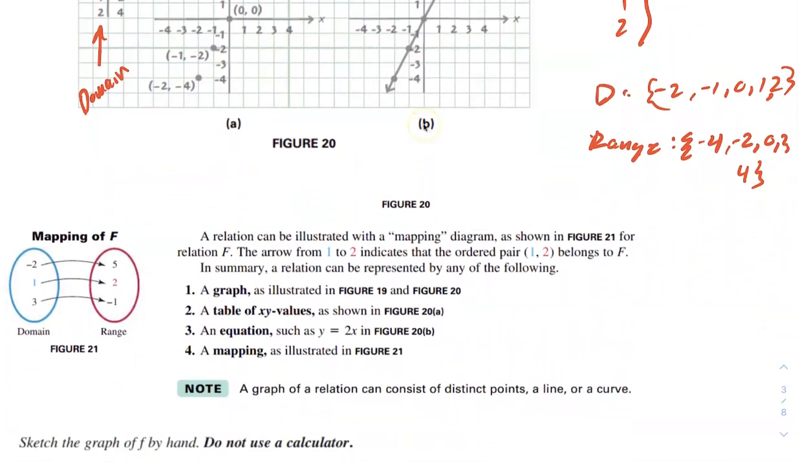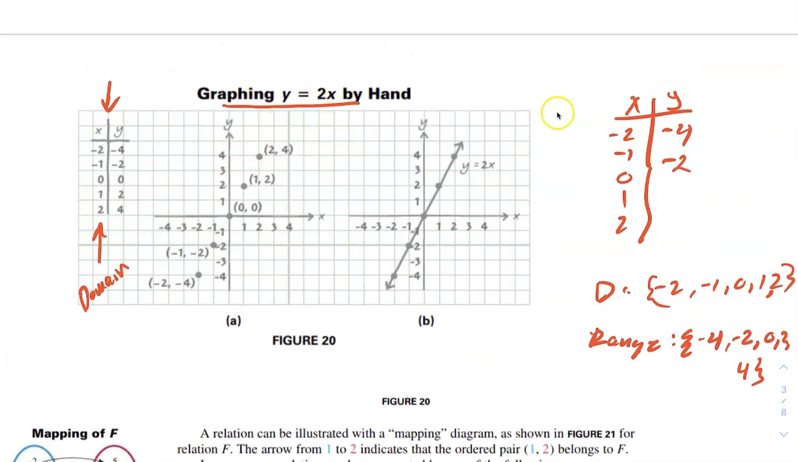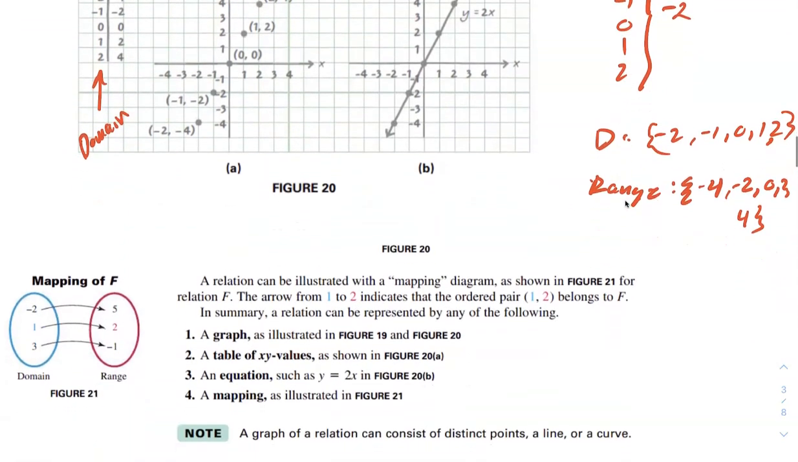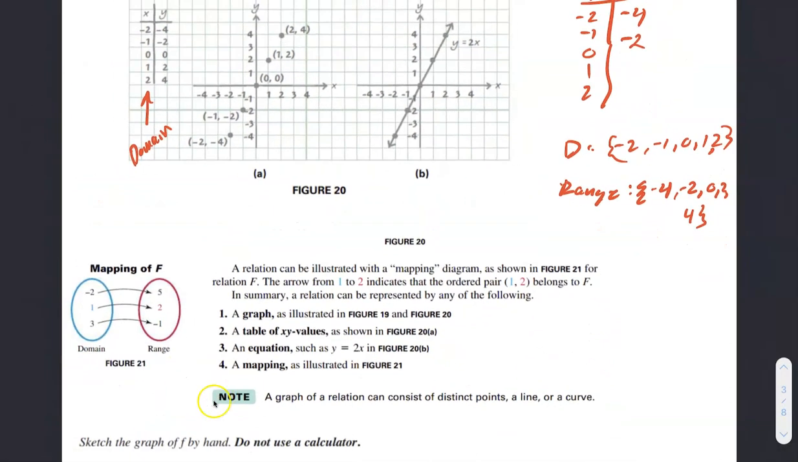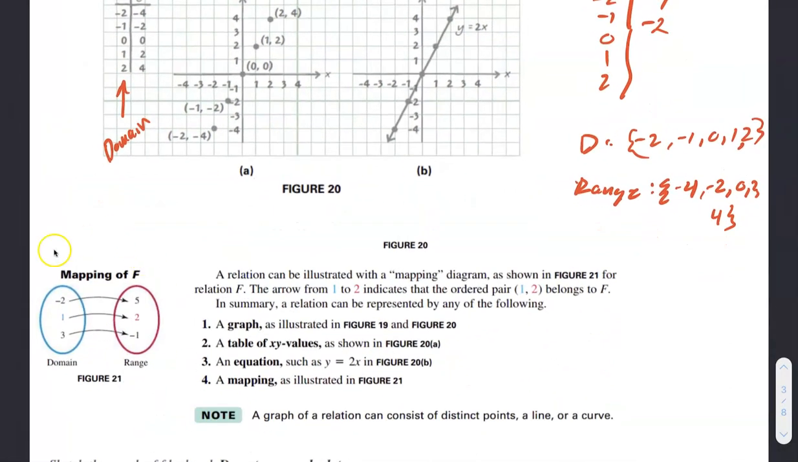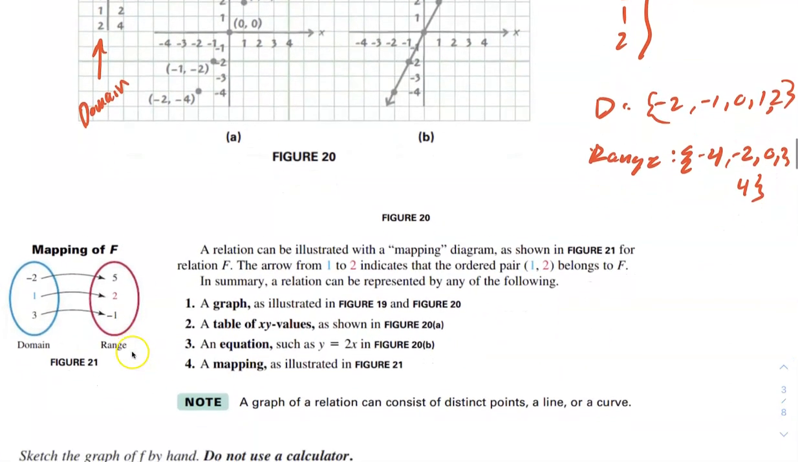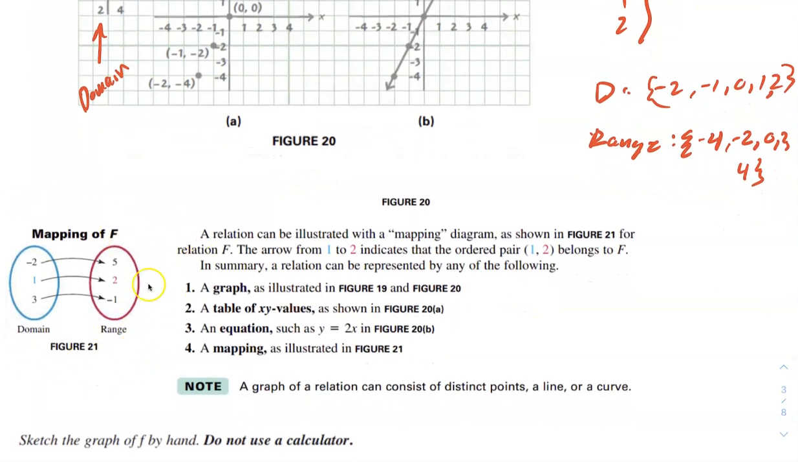So we talked about how to find a relation if it's a graph up there. If it's a table of values, right here. If it's an equation, you just make a table of values. You just plug them in yourself. Well, if it's a mapping diagram, that's what this is. This is a mapping diagram. So this basically just gives you all the x values and all the y values, all the domain values and all the range values. So this is just an ordered pair done in a different way.